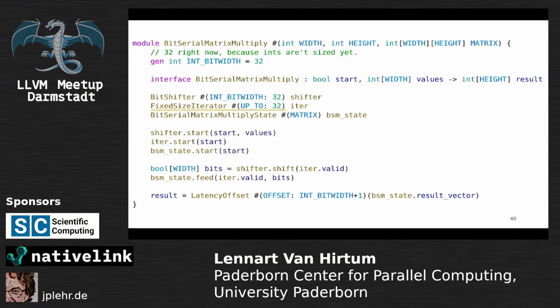So putting it all together, we have the bit serial matrix multiply top module, and we get a width, a height, and our weights matrix, all generative values. We instantiate all of our submodules, so we have our bit shifter, and we have an iterator that can count up to 32 values. We have our state to gather up all of our results. We plumb the start signals, we plumb the shift signals.